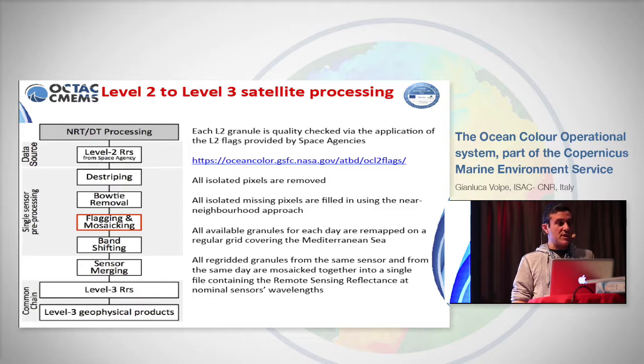Afterwards, we remove all the isolated pixels, and in the same way we fill all the isolated pixels which are surrounded by good observations using the near neighborhood approach. Then all the available granules for each day are remapped over a regular grid, and combined together into single files containing the remote sensing reflectance at nominal sensor wavelengths.